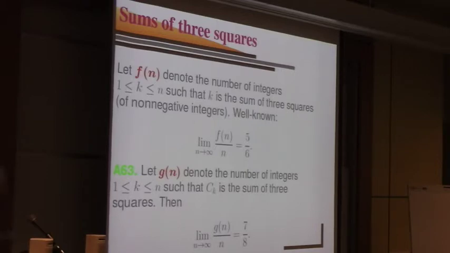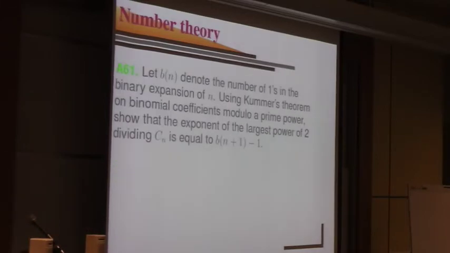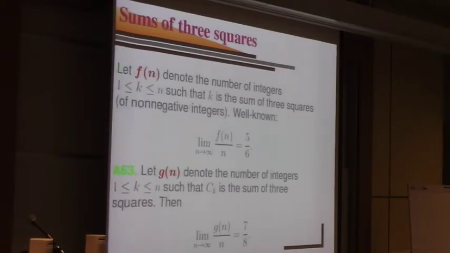I don't have so much time to go into it, but it follows pretty easily from this theorem about the largest power of 2 dividing Catalan numbers and the known characterization that n is not a sum of 3 squares if and only if it's a power of 4 times a number congruent to 7 mod 8.